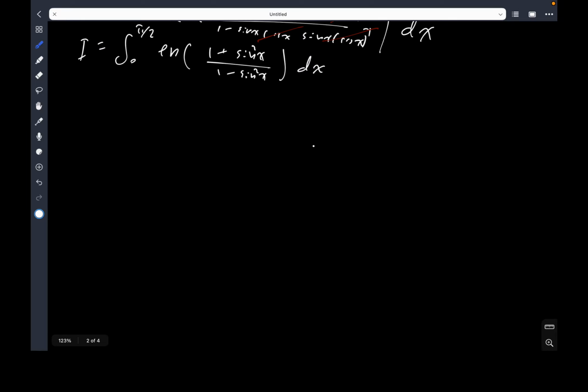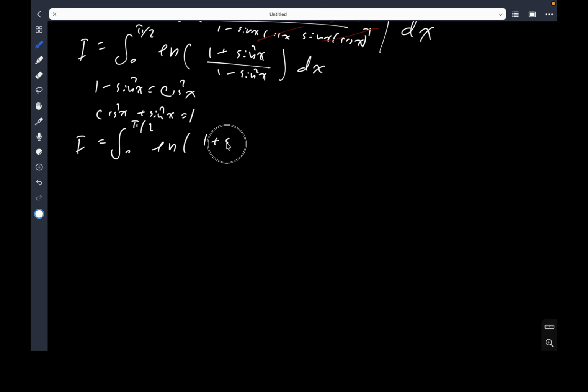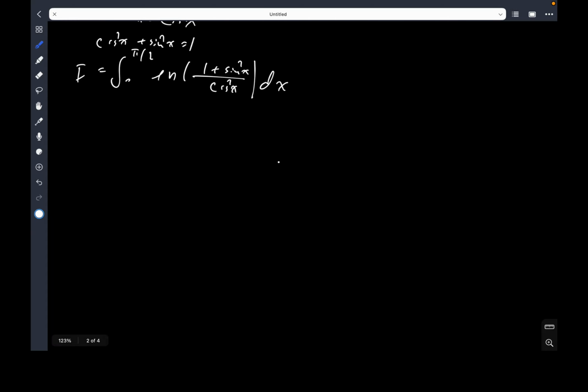And if you remember this identity, 1 minus sine squared x is actually cosine squared x, because cosine squared x plus sine squared x always equals 1. I can therefore write this integral as from 0 to pi over 2 of ln of (1 plus sine squared x) over cosine squared x dx. Now the integral is from 0 to pi over 2 of ln of 1 over cosine squared x plus sine squared x over cosine squared x with respect to x.